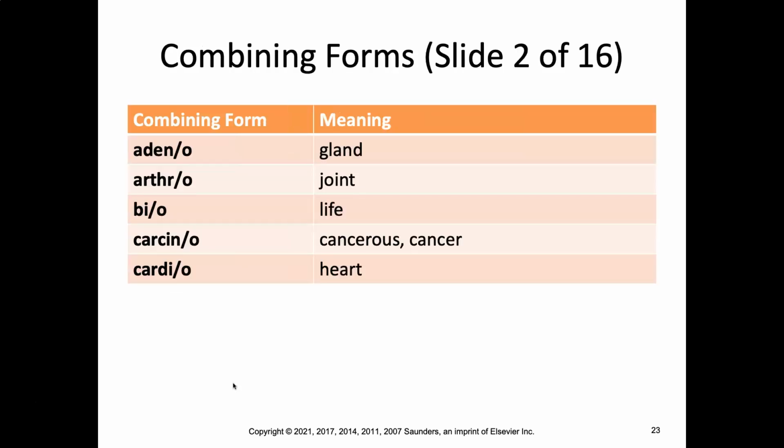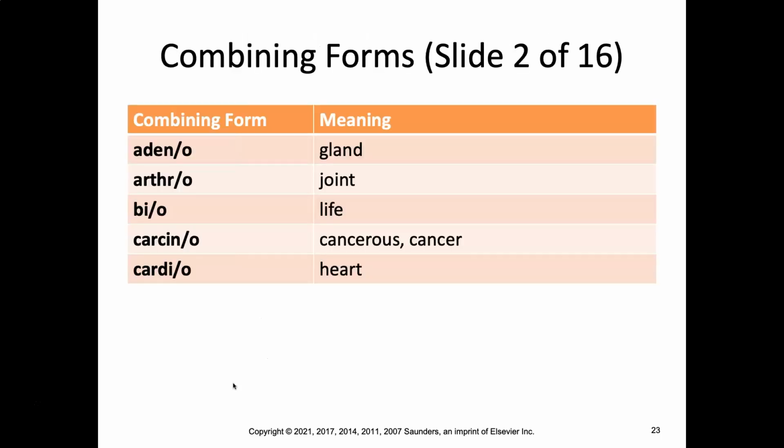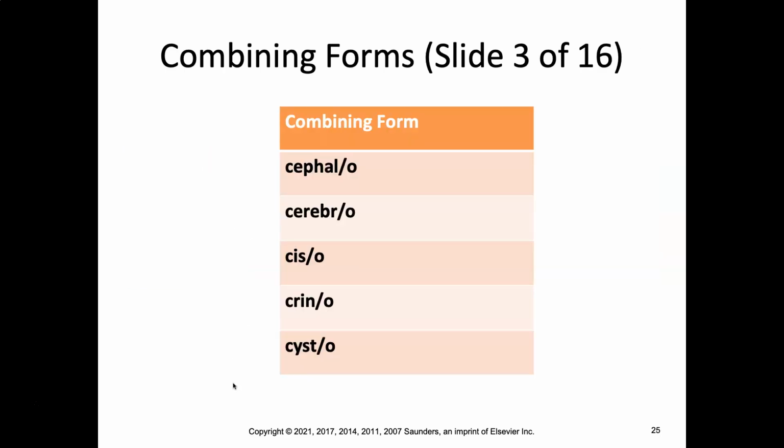All right, so let's get into our combining forms and their meanings. This is the vocabulary that you'll have this week that you need to know. So, adeno, arthro, bio, carcino, cardio. Which term means inflammation of the gland? Well, we talked about inflammation. Remember gastritis? So that should help you with your suffix because it's itis. But gland, did you notice that one when we go back? So that should help you answer that quick quiz question.